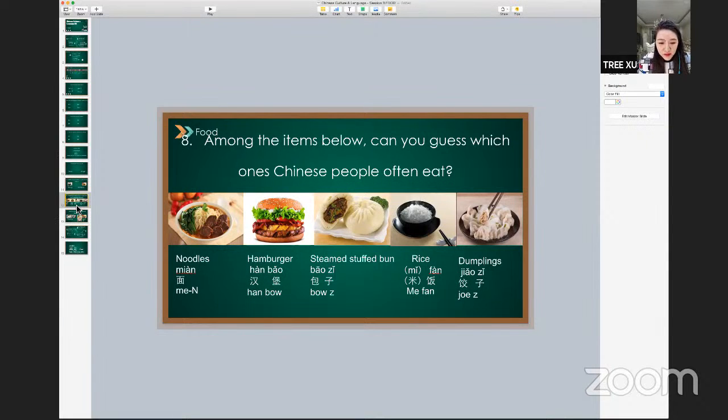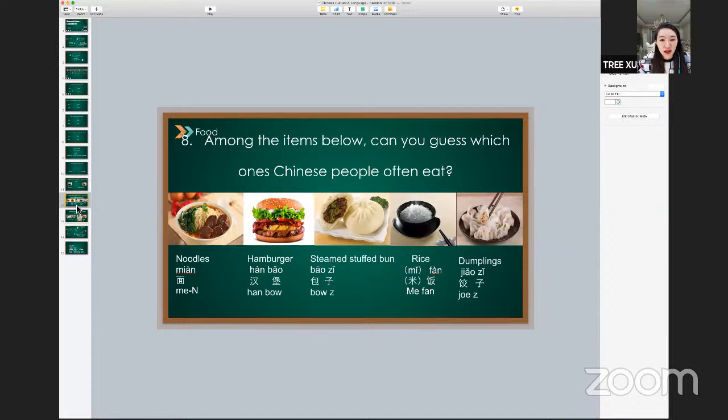Third one, steamed stuffed bun, 包子. 包子. Rice, 米饭. 米饭. Or you can say 饭. 饭.